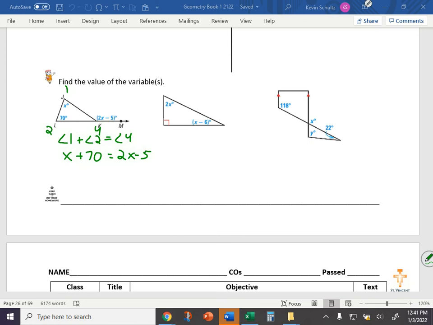If you move x over, move the 5 over, add 5 to both sides, subtract x, you get x equals 75. Let's test this. If x is 75, that makes this 75 here. 2 times 75 is 150, minus 5 is 145. Does 75 plus 70 equal 145? Yes, it does. So it checks out. Geometry is really easy to check your answers because everything fits. It's like a puzzle.